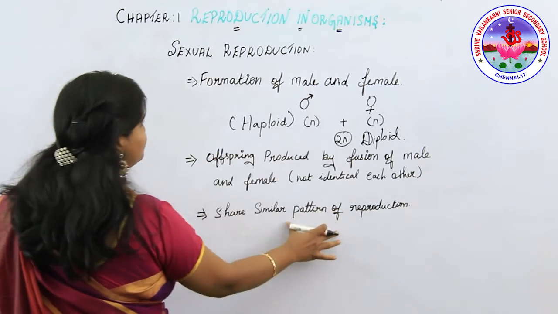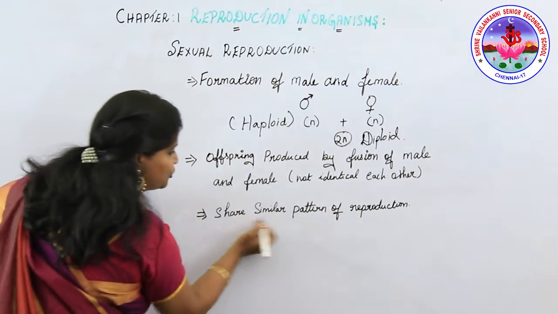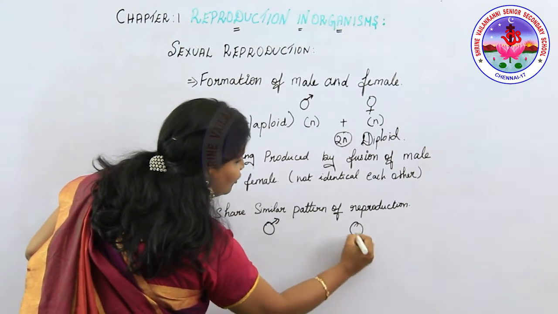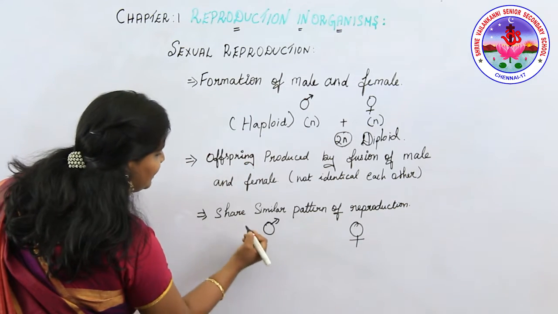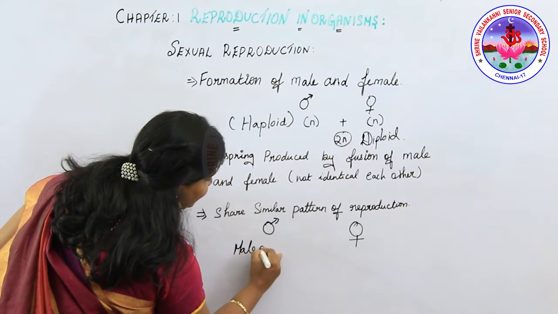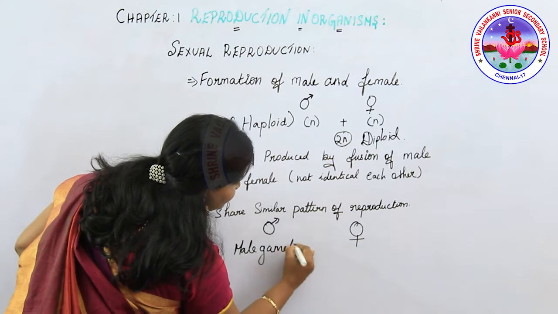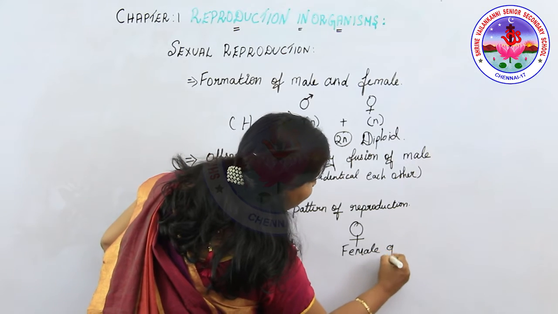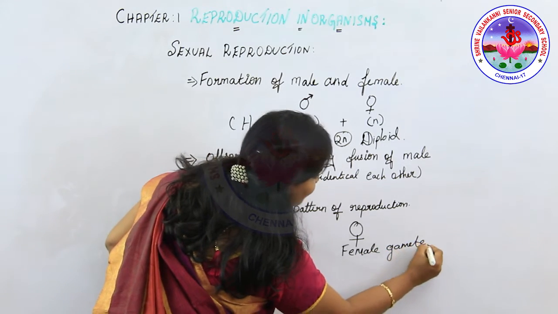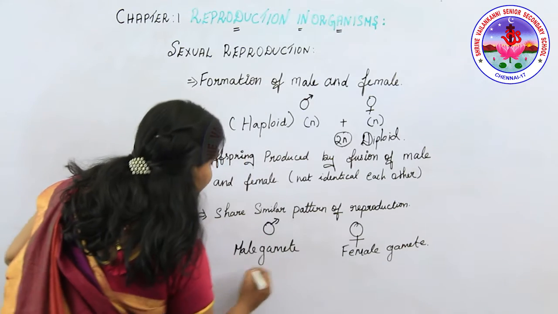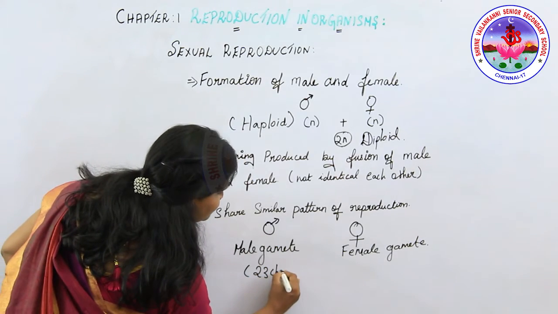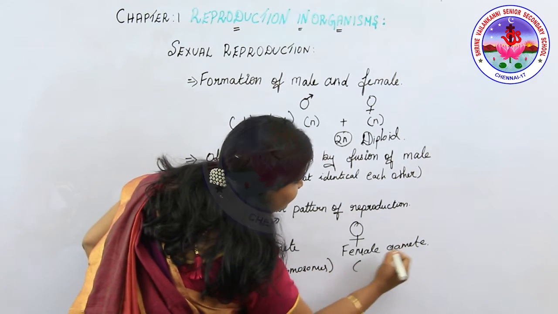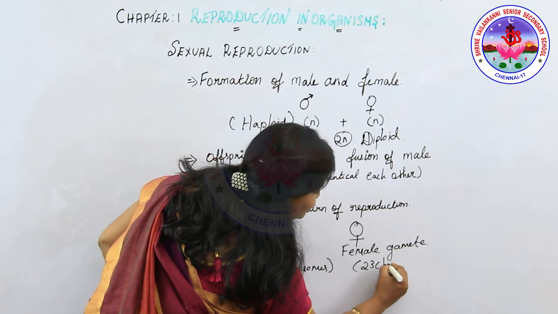So this is all about sexual reproduction. Here I am going to show you the involvement of two parents. One parent is male, another parent is female. This male parent will give rise to the male gametes. The female parent will give rise to the female gamete. Once the reproduction process is over, 23 chromosomes will be shared from the male gamete, and again in the female gamete there will be 23 chromosomes.